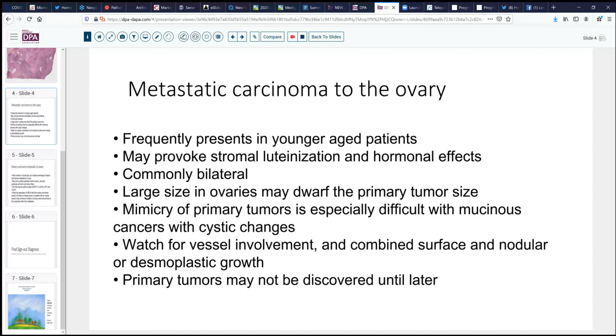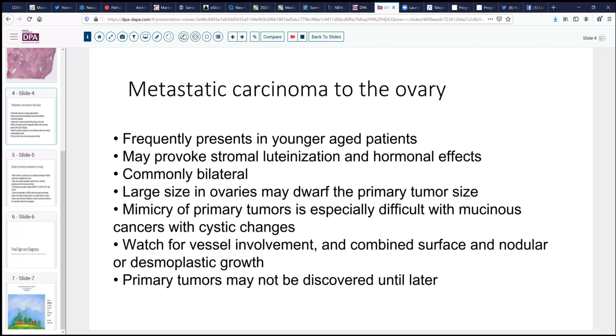Metastatic carcinoma in general to the ovary frequently presents in younger patients, and it may provoke some stromal luteinization and thus hormonal effects interfering with normal hormonal cycling. It's commonly bilateral and may in fact result in large ovaries that would probably dwarf the size of many of the primary tumors. So in this case, the metastasis may be much larger, and that can sometimes be clinically deceiving.